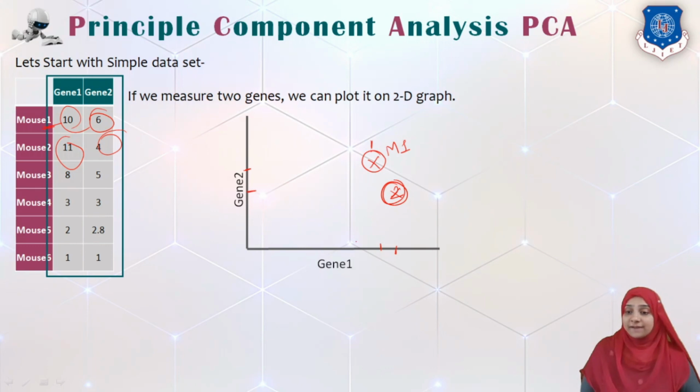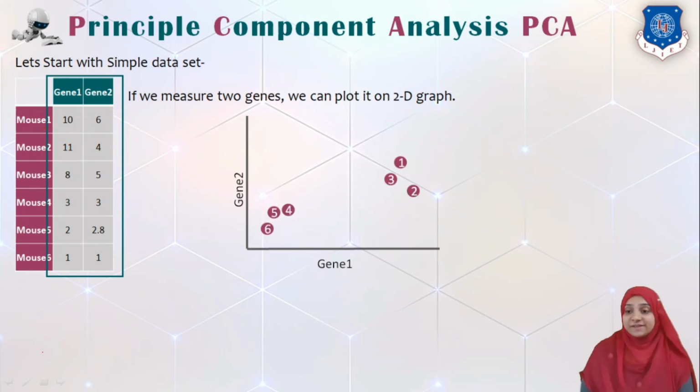And I have 8 and 5. Say this is 8 and this is 5. So I have the third observation over here. Likewise, I will plot each and every observation of the given data set. So my graph will look something like this.